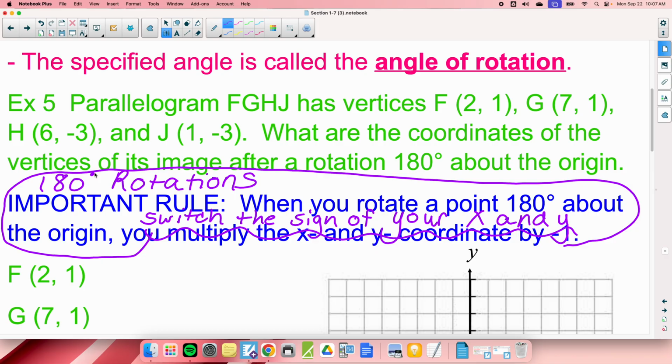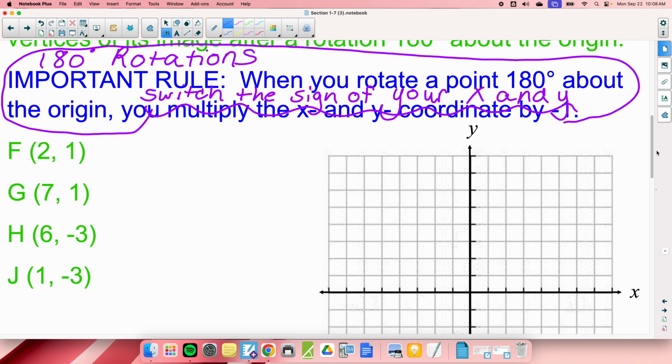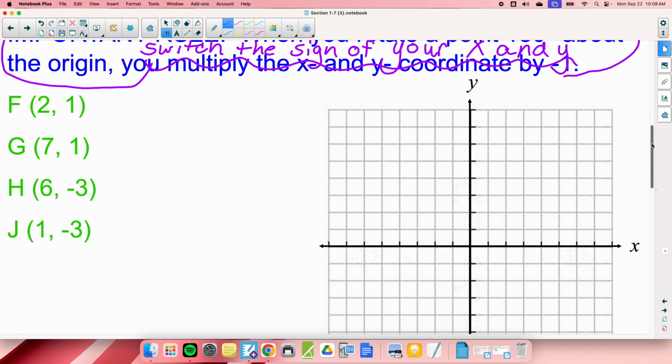So, this works whenever you are going to rotate something 180 degrees about the origin, okay? And what it says is when you do that, you're gonna take both your x and your y in the point, and you're gonna change the sign on both. So let's look at this first one.